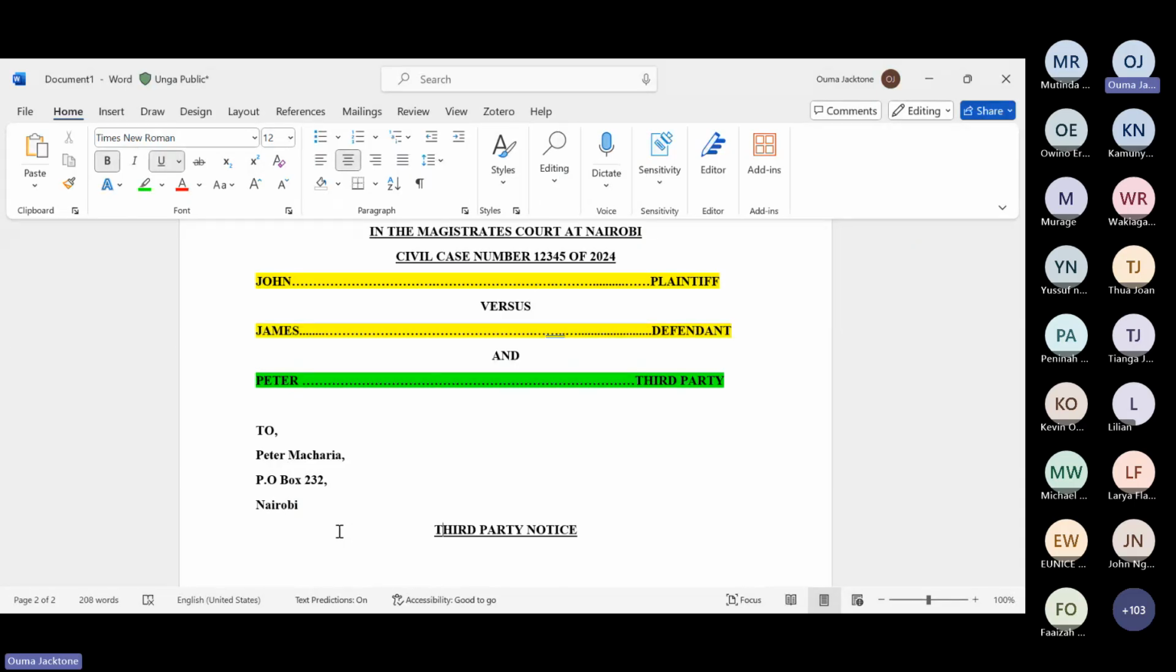Okay, so try, and I will send you a template, guys. I will send you a template, but I want you to draft it in your own words. Your own words. If you're coming from Mount Kenya, draft it in Kikuyu. If you're coming from Narok, in Maasai language. Coming from Western Kenya, in Luhya.